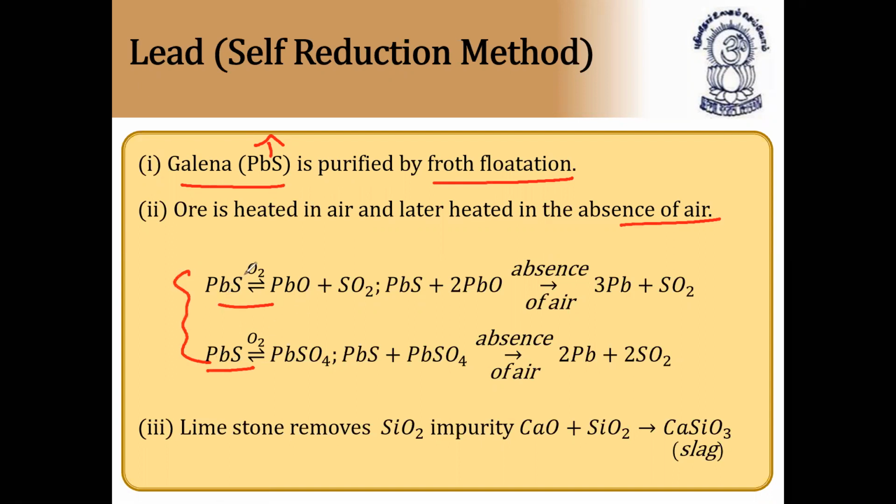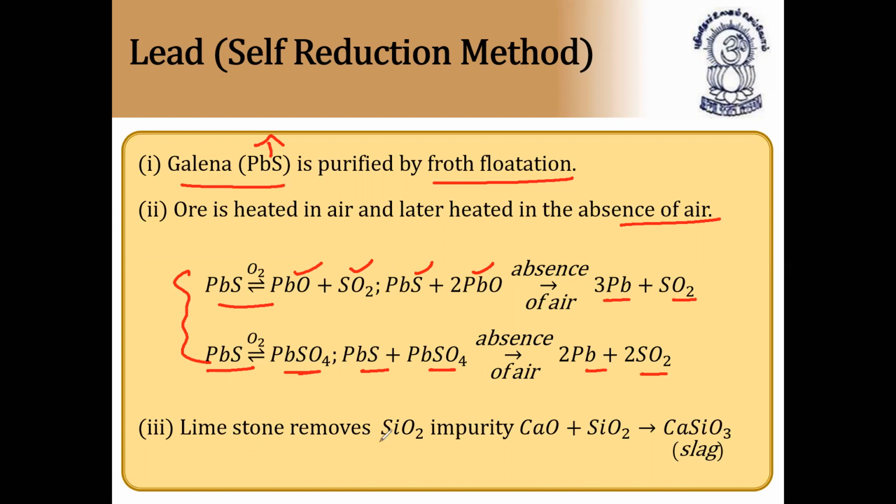Lead sulfide is heated strongly in air, and it forms lead oxide plus sulfur dioxide. Lead sulfide heated with lead oxide forms lead and sulfur dioxide. Here also, lead sulfate plus PbS again forms lead and sulfur dioxide in the absence of air.